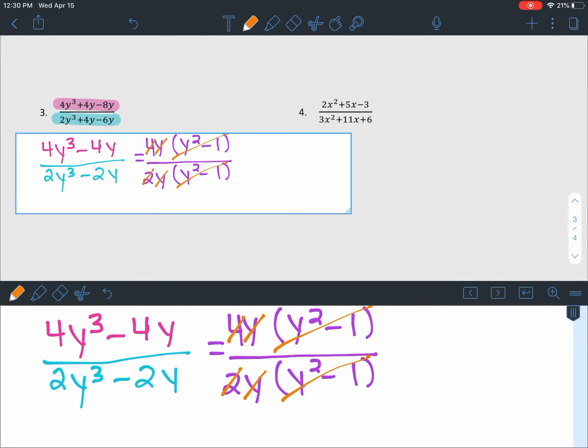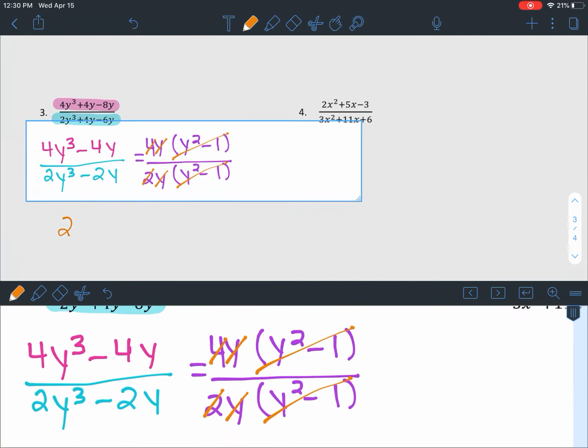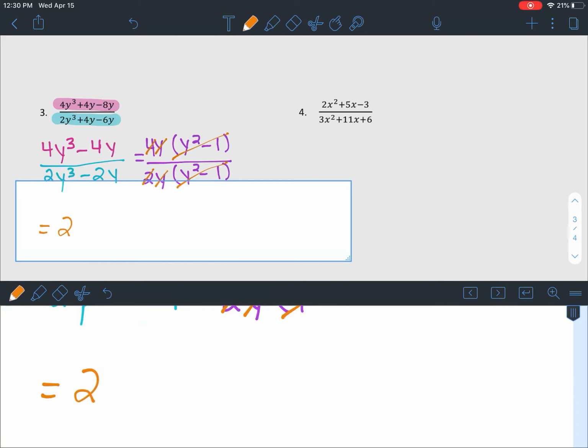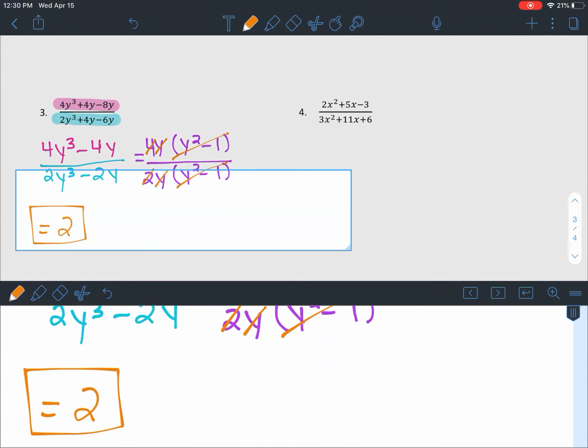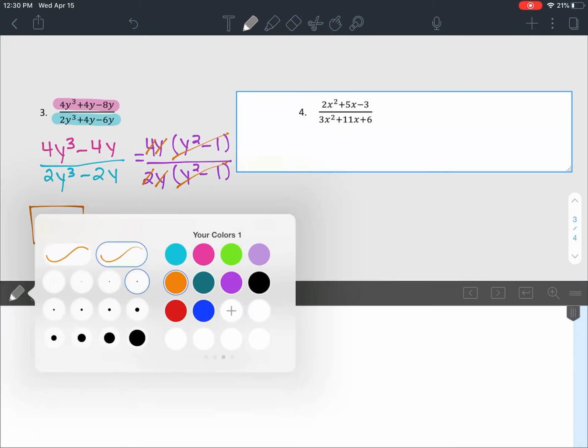So if I take a 2 out of my 4, I end up with 2. And then I canceled everything else out. So my answer for this is just 2. Weird how that happens. So let's go to this last problem here.